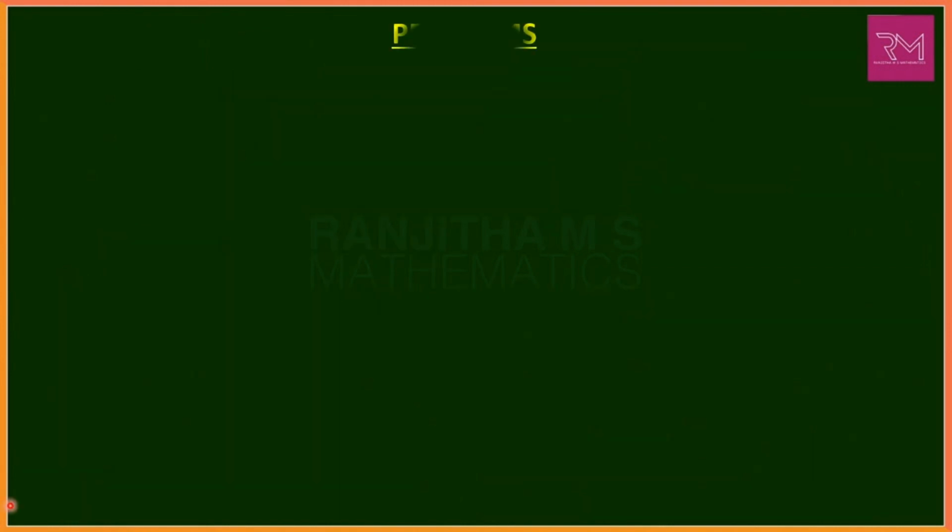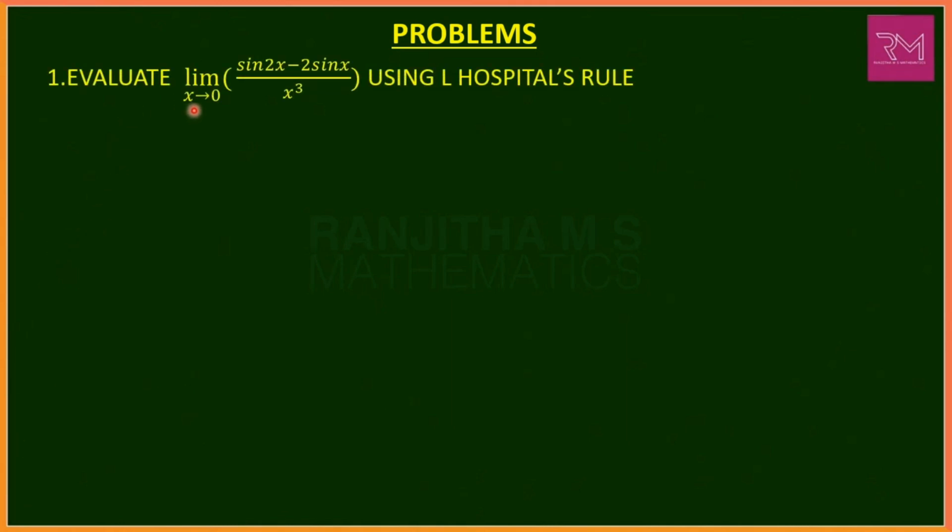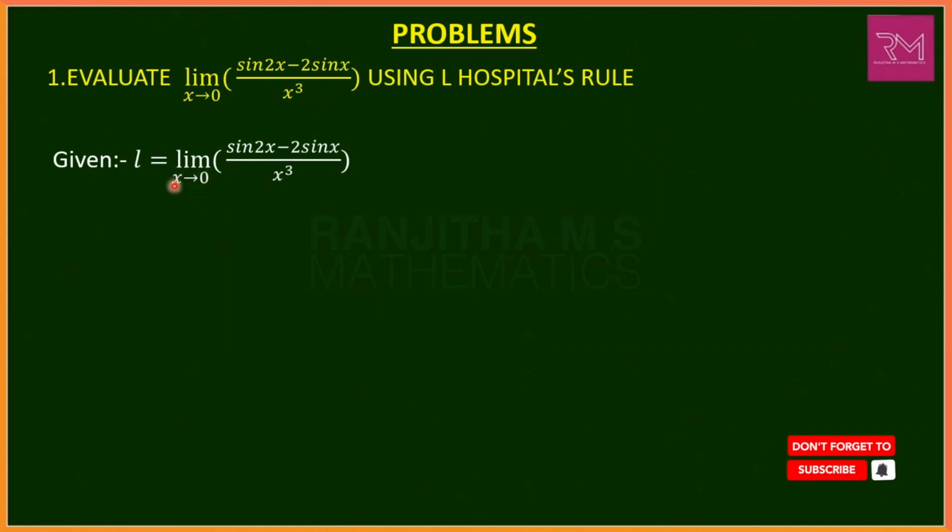Let us solve some problems so that you can understand in a better way. Here is the first problem. Evaluate limit of sin 2x minus 2 sin x divided by x cube as x tends to 0 using L'Hospital's rule. Consider the given function, that is L is equal to limit of sin 2x minus 2 sin x divided by x cube as x tends to 0. Here you have to find this value using L'Hospital's rule, which means first you have to substitute x as 0 in this function. We get L value as sin 0 minus 2 into sin 0 divided by 0 cube, where in the place of x we substitute 0.